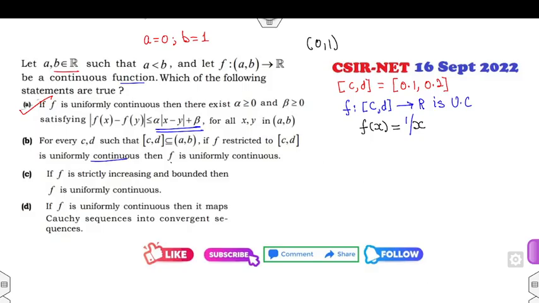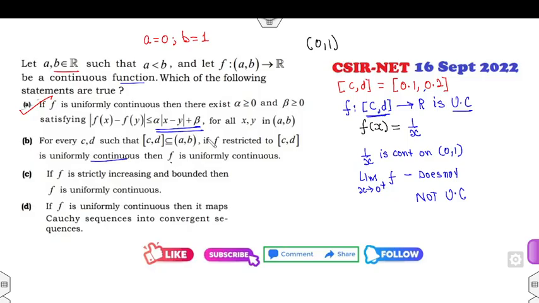If I choose 1 over x, fine. Now clearly this function is uniformly continuous on the closed interval because it's continuous. Also 1 over x is continuous on the interval (0, 1), but you can see the limit as x approaches 0 positive of f does not exist. That means it is not uniformly continuous. f is uniformly continuous on the closed interval, but not on the open interval.